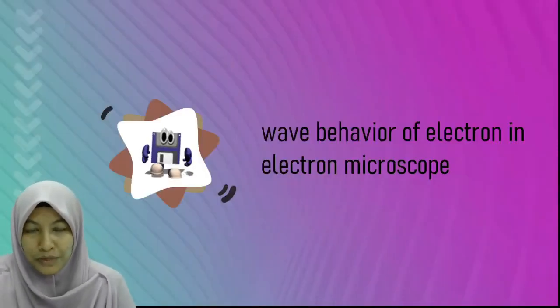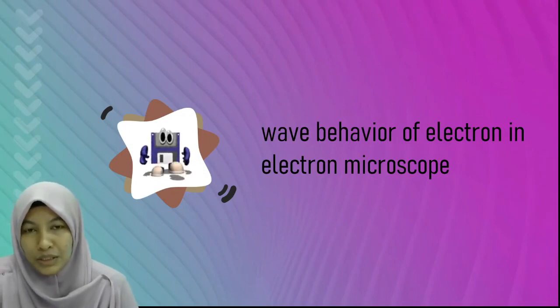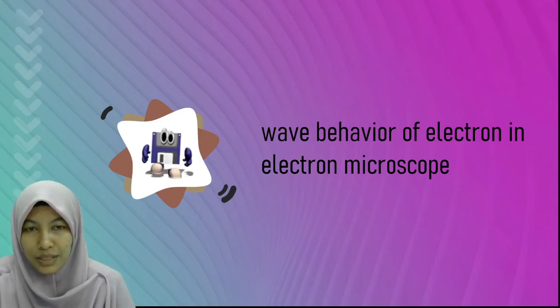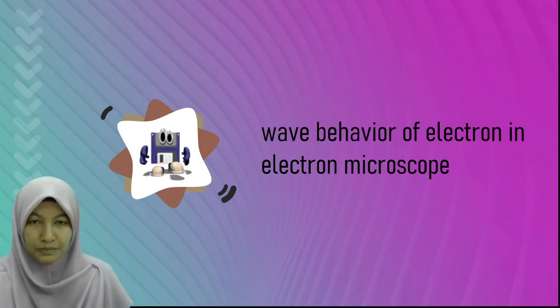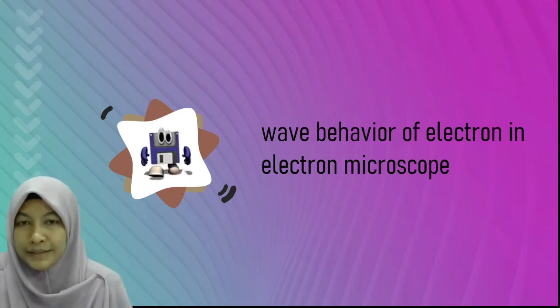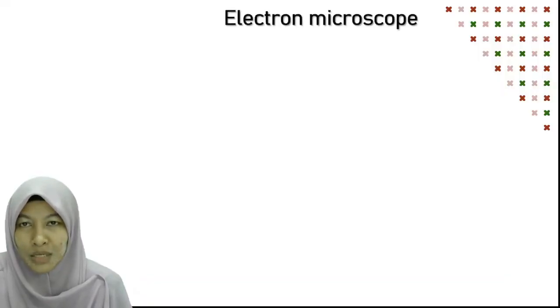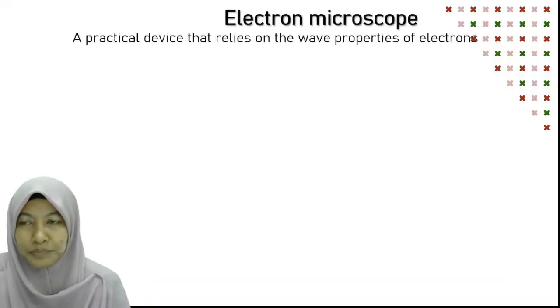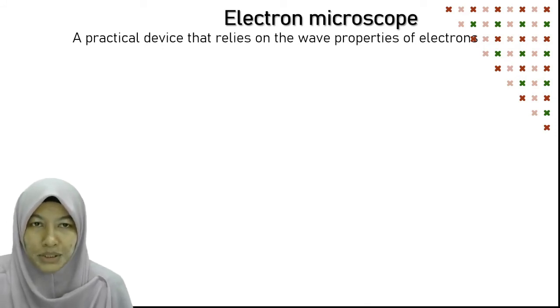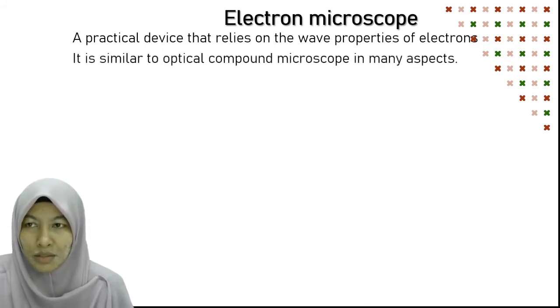Selesai untuk first objective, and then kita pergi kepada second objective, wave behavior of electron in electron microscope. So electron microscope, a device that relies on the wave properties of electron. It is similar to an optical compound microscope in many aspects.